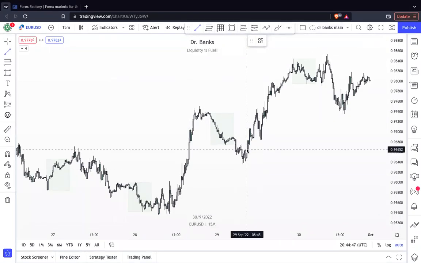There are different forms and different types of liquidity, okay? But then liquidity simply means money. But then liquidity presents itself on the chart in different ways. So there are different forms of liquidity on the chart.